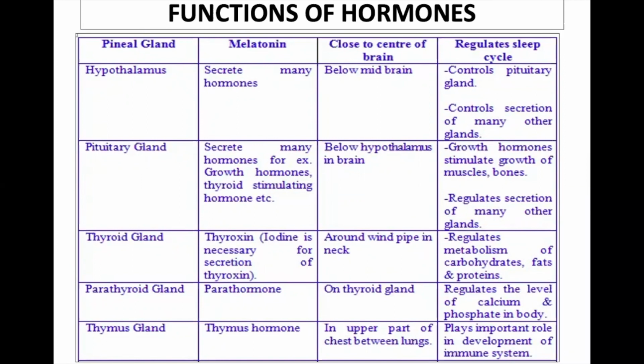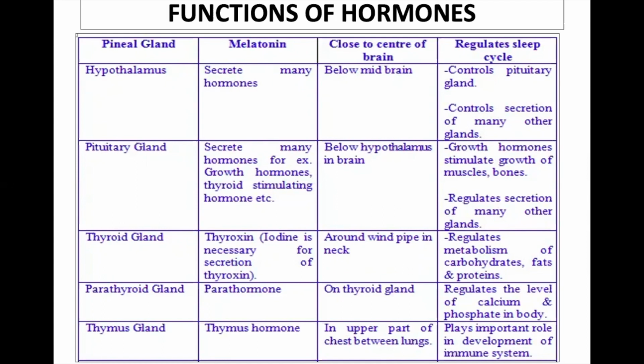The thyroid gland releases thyroxine, and for that iodine is very much necessary in our body, so that thyroxine is released in proper amount. It is found around the windpipe in the neck. The parathyroid gland is found around the thyroid gland. It releases parathormone. It regulates the level of calcium and phosphate in the body. Remember, calcium and phosphates in the body are being regulated by the parathyroid gland.